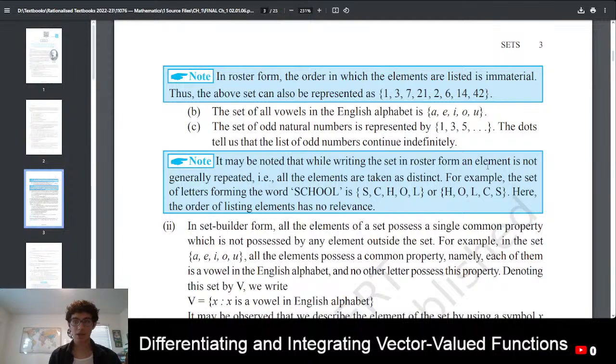You usually don't repeat elements. So if you're writing out the elements in school, obviously S, C, H, O, and L are all there, but there are two O's, so you don't need to write them out twice. You can just write them out once, and that's sufficient.